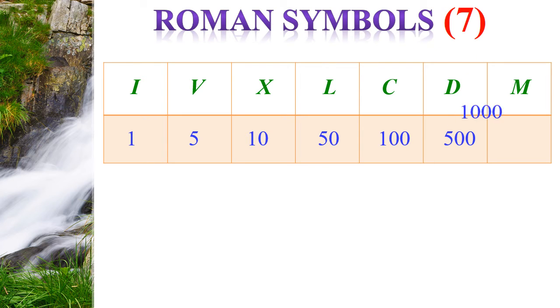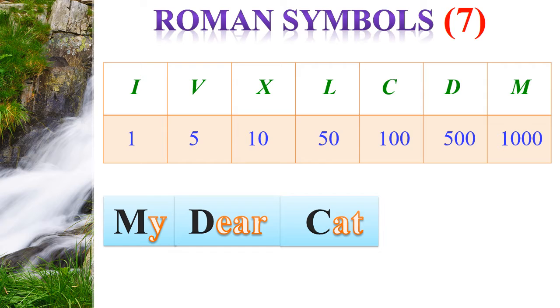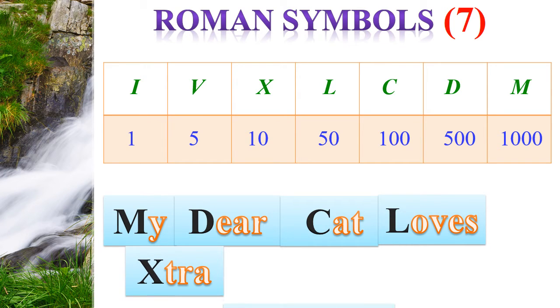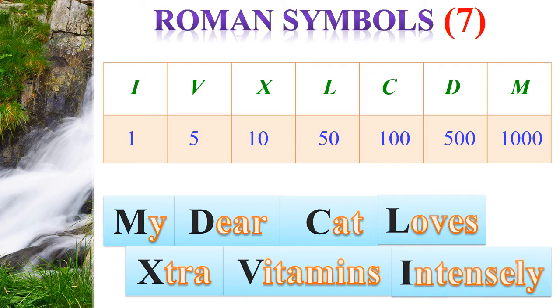M for 1000. Now I am going to give a sentence to easily memorize the order of Roman symbols. That is, my dear cat loves extra vitamins intensely. For this sentence, the first letter of each word represents the Roman symbols.